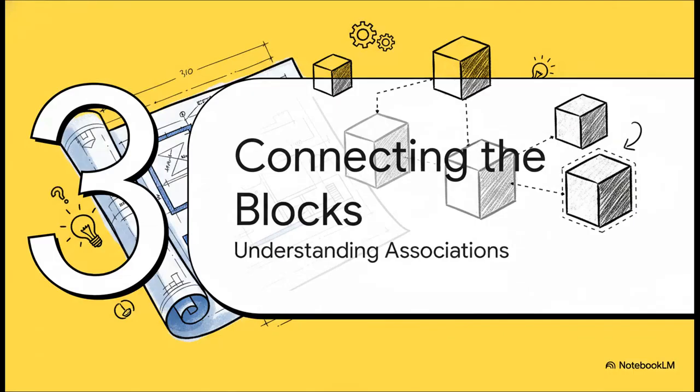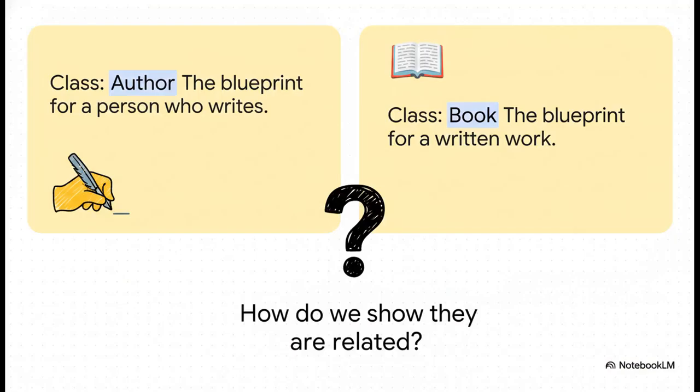Okay, so a single blueprint is really useful, but the real power, that comes from connecting them together. Let's go back to our example and see how our book blueprint might relate to another idea. Let's make a second blueprint, this time for an author. Just like our book class, this box represents the general idea of an author. So now we have two separate ideas sitting side by side. The question is, how do we show that they're related?